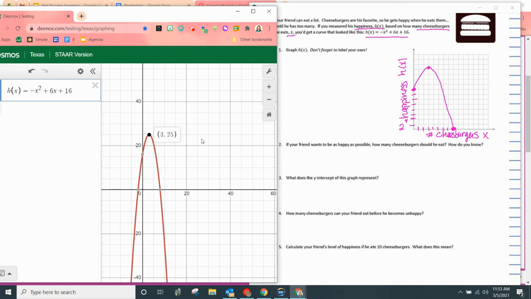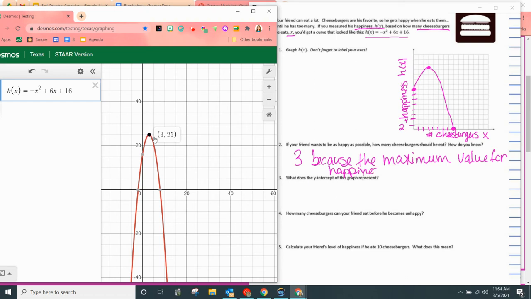So if X is cheeseburgers, if he eats 3 cheeseburgers, then Y measures his happiness. His happiness never goes above 25 because there's nothing up here past this point. This is the maximum point. So how many cheeseburgers should he eat? Well, he needs to eat 3 cheeseburgers. How do you know? Because that's where the maximum happiness is. You could just put that the maximum value for happiness is at X equals 3. Ooh, my thing's going slow again. So the maximum value for his happiness is when he eats 3 cheeseburgers.